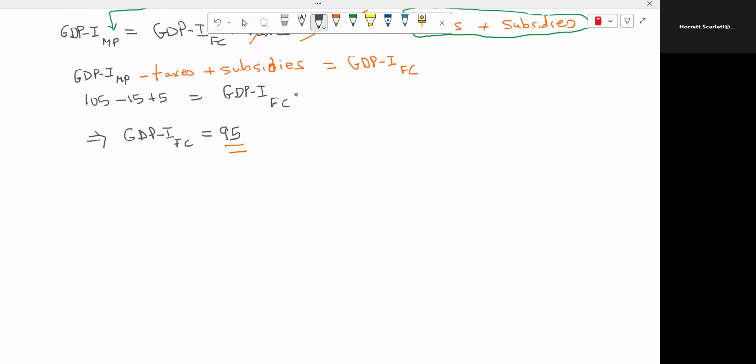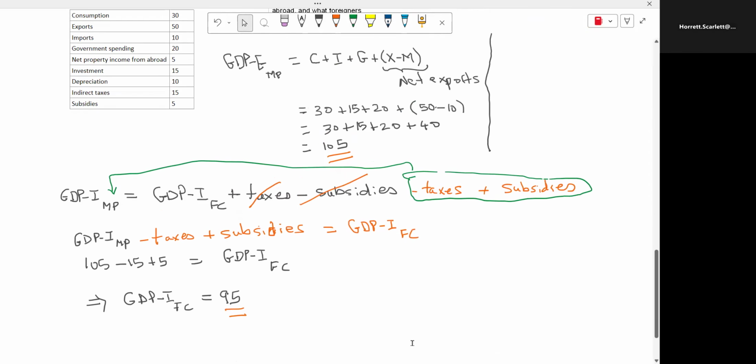So let's just use some simplified notation. We want to find GNP at factor cost. And this is going to be the GDP at factor cost plus the net factor income from abroad. So what do we have here? Well, we already know what the GDP at factor cost is. We just computed it above. It's 95. So what we now need to determine is the net factor income from abroad so that we can add that.